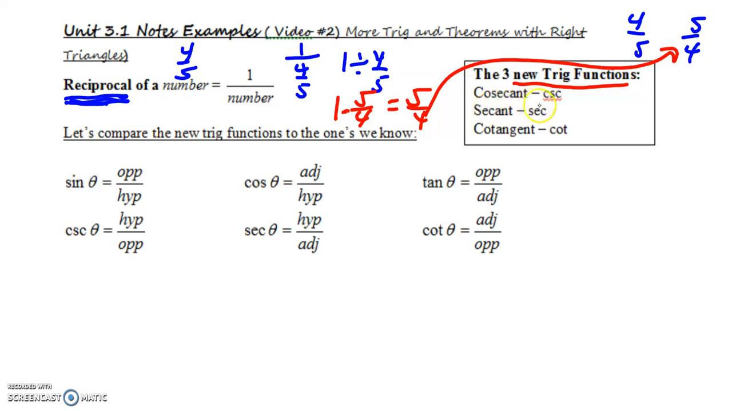They are called cosecant, and that is the reciprocal of sine, secant, which is the reciprocal of cosine, and cotangent, which is the reciprocal of tangent. Here's why. Let's look at sine, for instance.